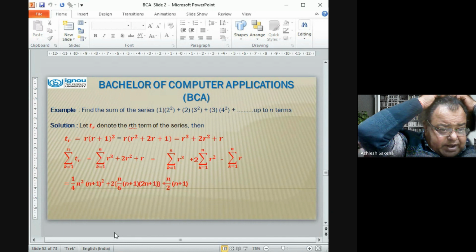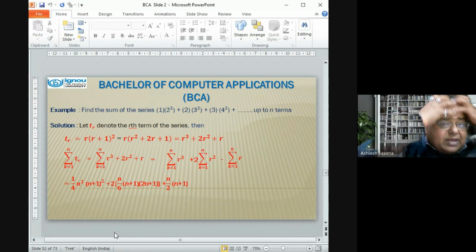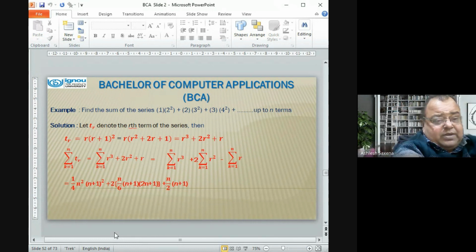When you open it up, you will get R into R square plus 2R plus 1. Open that bracket, you will get R cube plus 2R square plus R. Your TR is equal to R cube plus 2R square plus R. You have to sum them up, so write the summation sign on both sides. You will get summation from R equal to 1 to n of TR equal to summation of R cube plus 2R square plus R.